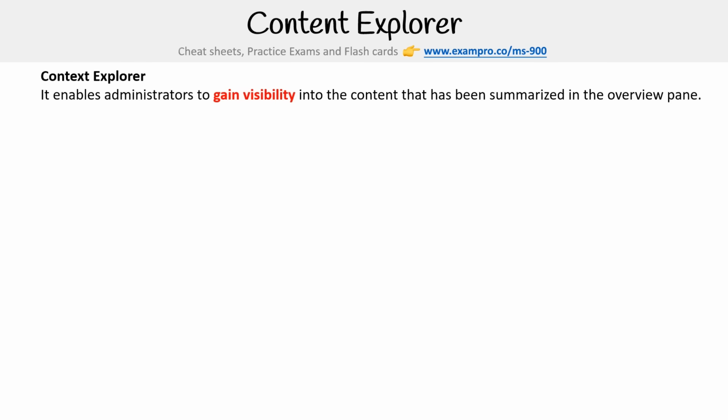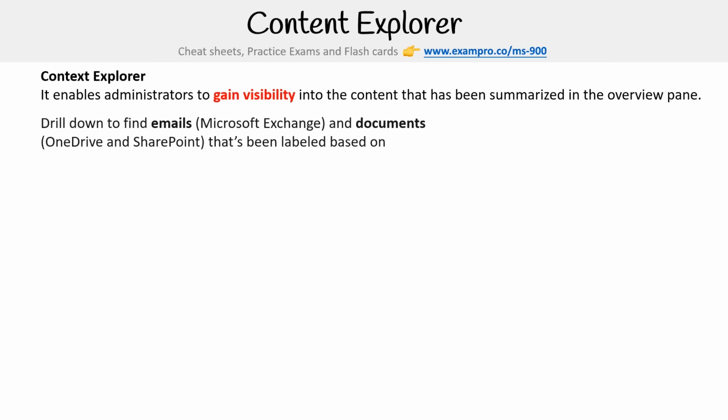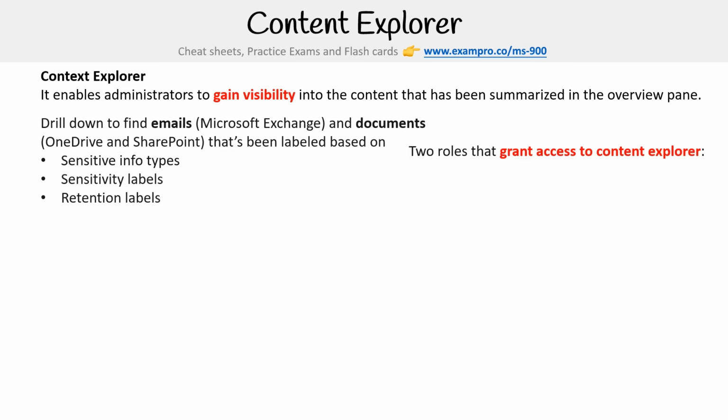Another feature in the data classification within Microsoft Purview is Content Explorer. So this enables administrators to gain visibility into the content that has been summarized in the overview pane. It drills down to find emails or documents that have been labeled based on sensitive information types, sensitivity labels, or retention labels. There are 2 roles that grant access to Content Explorer. You have Content Explorer List Viewer and Content Explorer Content Viewer.